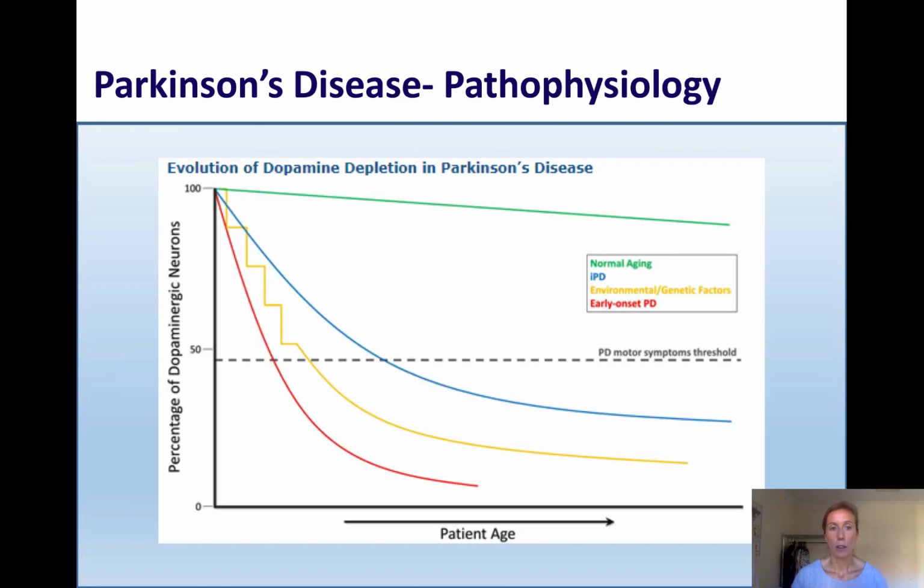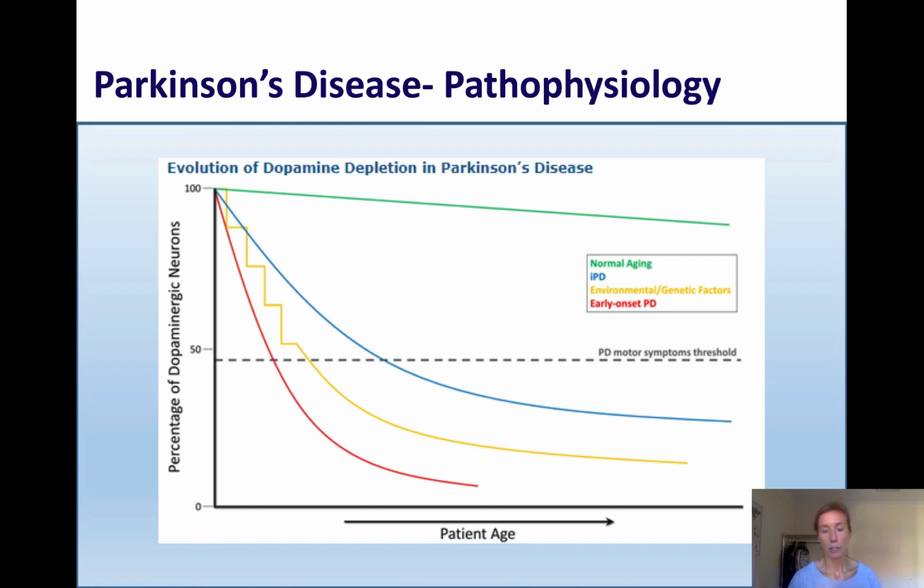So we've got a graph here looking at that dopamine depletion in Parkinson's disease over time. We've got the patient age across the x-axis at the bottom, and the percentage of dopamine neurons across the y-axis. With normal aging, we do see a slight reduction in dopamine over time, but as you can see, nothing compared to what's presented by Parkinson's.